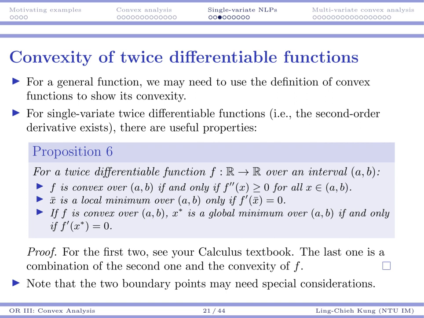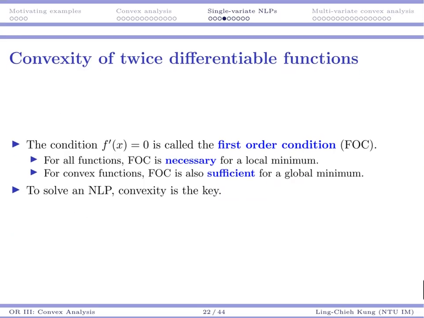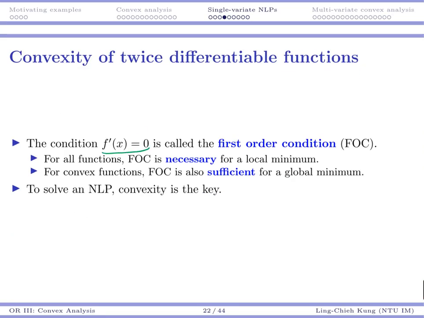Please note that the two boundary points may need special considerations. So that's why here we only talk about an open interval. Okay, so if we do not consider too much about the boundary points, or if our problem is actually unconstrained, then we would be safe in applying all of this. So the condition for a point to have 0 first order derivative is called the first order condition.